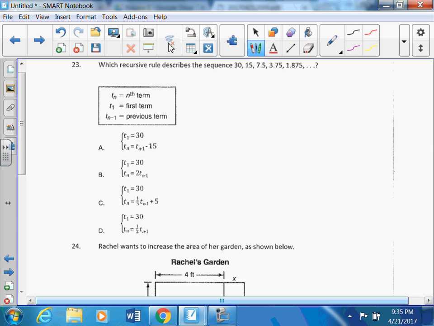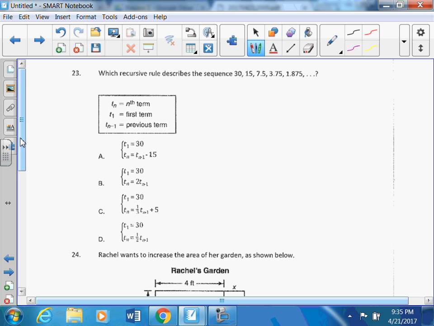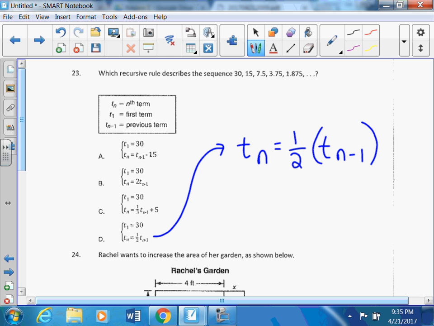So let's go try D. I think the answer is probably going to be D. Let me rewrite this here. You got the nth term equals 1/2 times the previous term. So take the nth term, we'll say 15. That equals 1/2 times, and this is the previous term, which would be 30. Half of 30 is 15, so that works.